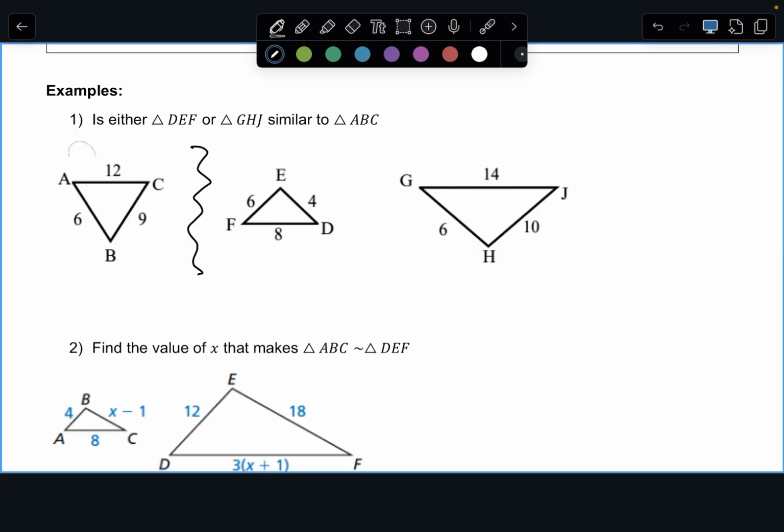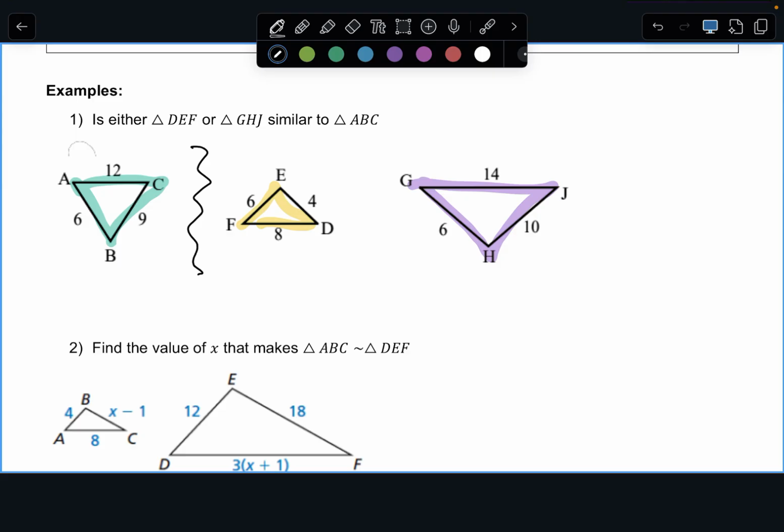So let's set up our corresponding sides first. I'm going to start with the smallest, okay? And I'm going to color code. So let's have this be a yellow triangle, this be purple, and ABC be green. Let's match small to small first. And I'm only doing green with one of these. So let's do yellow first.